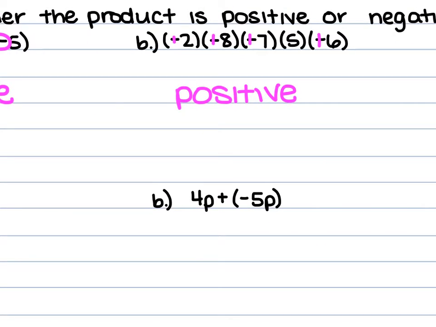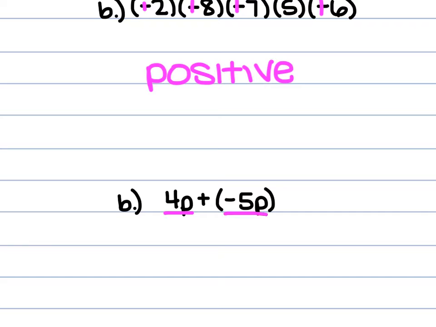For B, we have 4p plus negative 5p. We have two terms that are like terms, so we're going to combine them. 4 minus 5 is a negative 1, so that's just negative p. Remember, you don't need the 1 out in front of the variable. It's understood that it's there. If there's a negative out in front, it's negative 1.